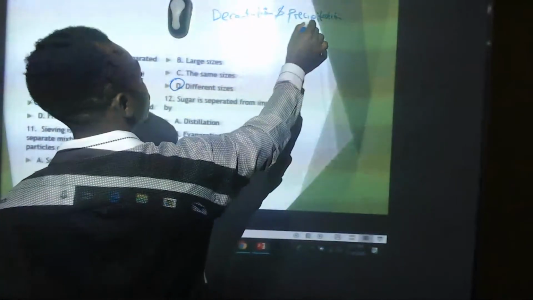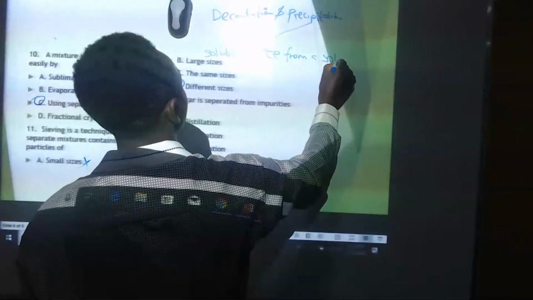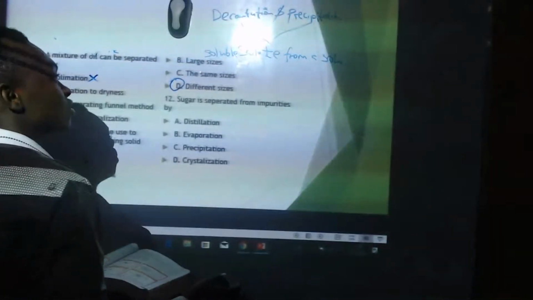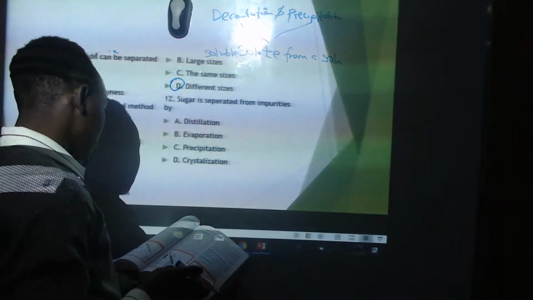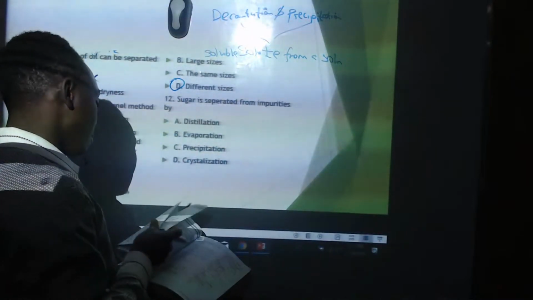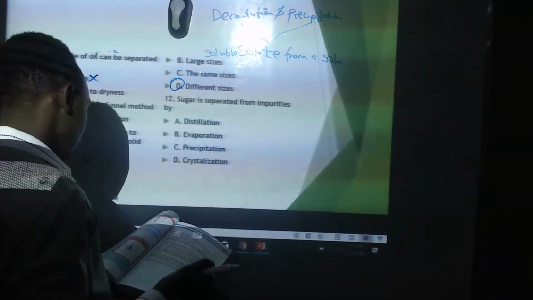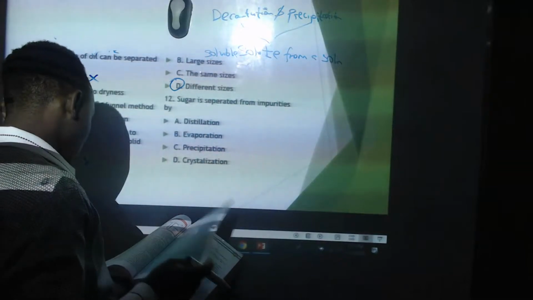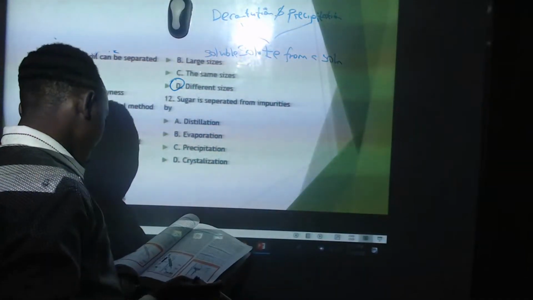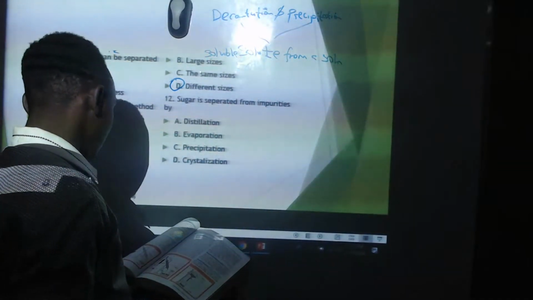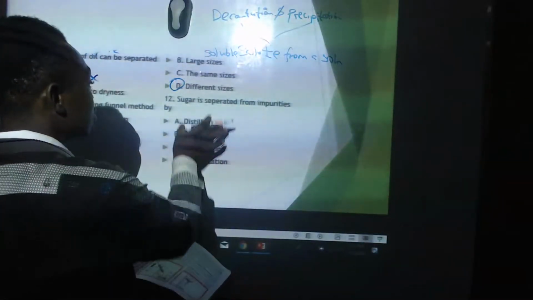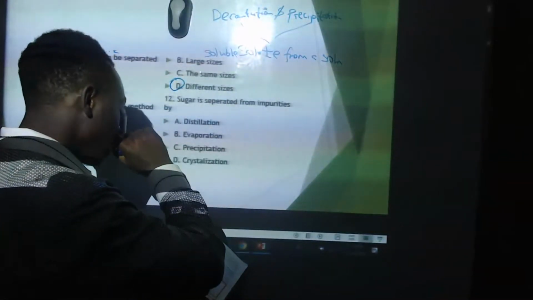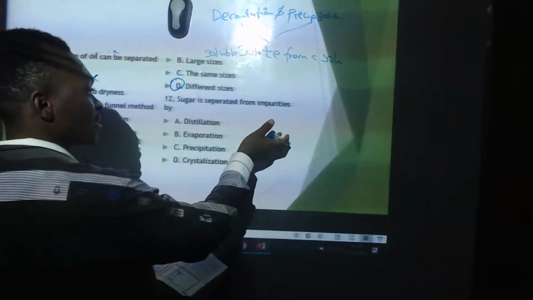They do the same function; they separate a solute from a solution. So decantation and precipitation actually do the same work. They separate soluble solids from a solution. Now, I also mentioned crystallization, where it is used in making sugar and also drugs.